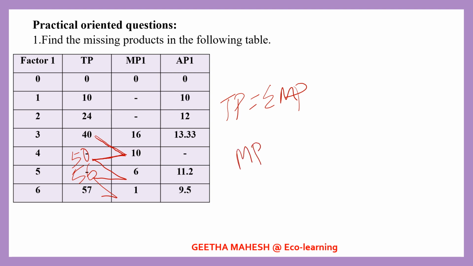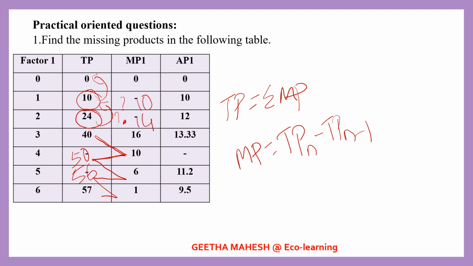Similarly, if you want to find out MP, it is TPn minus TPn minus 1. Here TP we have 0, so we wrote 0. Now, if you want to find out this MP, take the value of TP and deduct the previous value. So 10 minus 0 is 10. For this one, take the respective total product and deduct the previous value. So 24 minus 10, you will get 14.